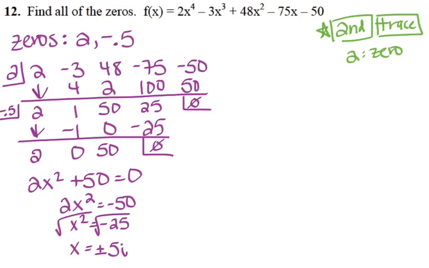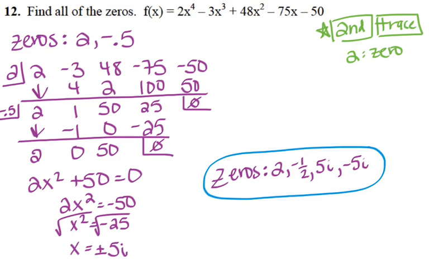So your final answer is to just write all the zeros together. We had the 2 from the calculator, that was 2 and negative 1/2. And now we have the other 2, and that was positive 5i as well as negative 5i. My degree for this polynomial was 4, which means I should have 4 zeros in the end, which I now have. The 5i and the negative 5i you'll never see on the graph because your calculator will not graph imaginary zeros. It'll only graph the real ones.